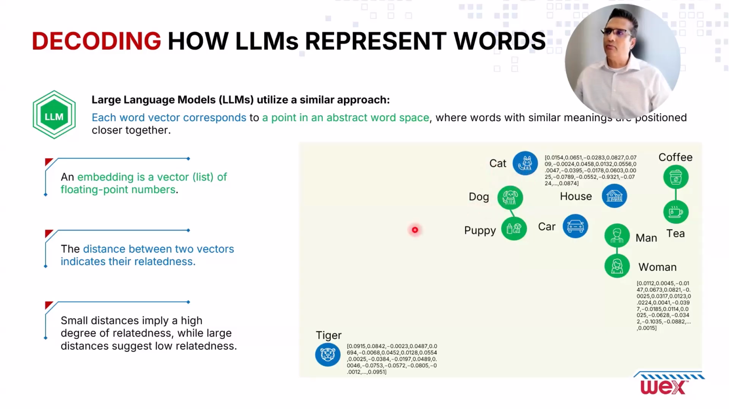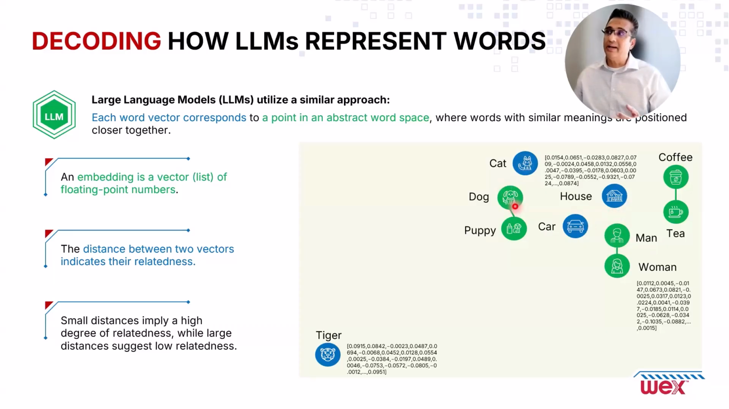So the word puppy is placed closer to dog. Now, since cat and dog could be domestic animals, they are placed closer to the word house. Car can also be found closer to house. Man and woman can also be placed closer to house. Hence, they are closer to cat and dog too.